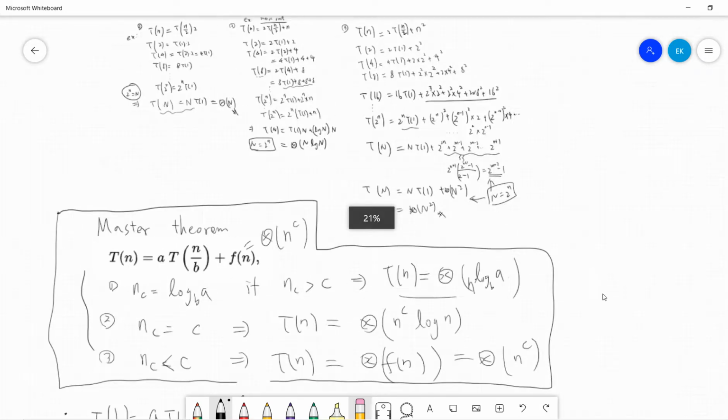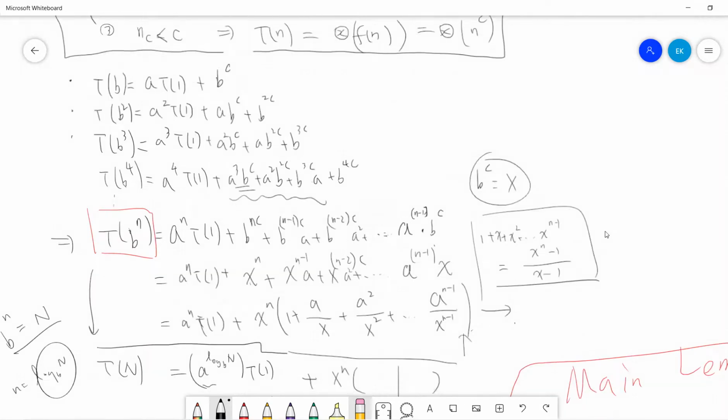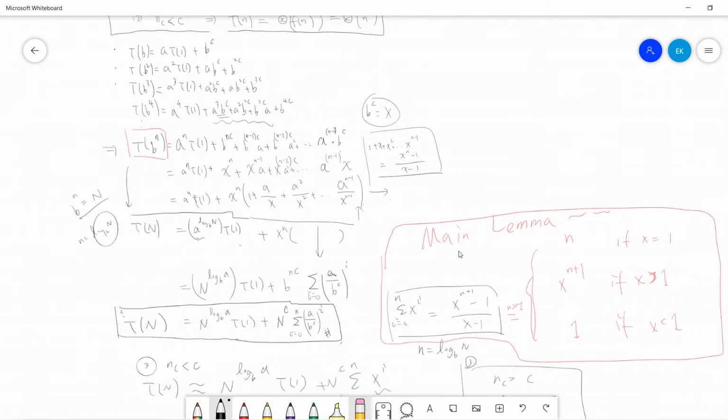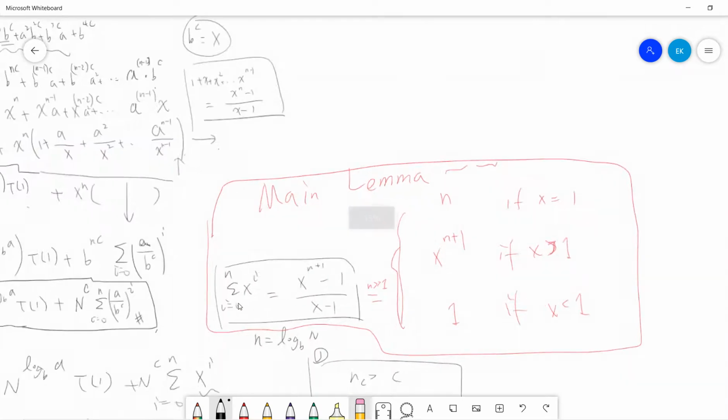So let's see the proof. Amazingly, the master theorem is just this easy. So let's quickly talk about it. This is the main lemma. We know that the sum of x^i from i equals 0 to n is (x^(n+1) minus 1) divided by (x minus 1), right? So this is junior high school math.